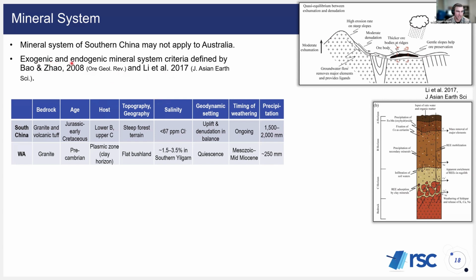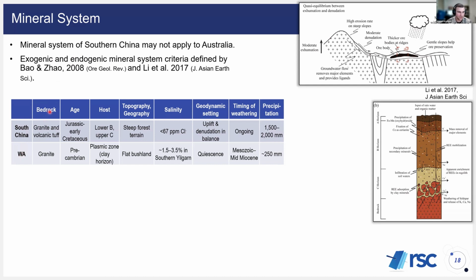So it would be the exogenic and endogenic factors they published. So exogenic would just be all your surface processes, like overall climate or weathering processes, rainfall, and endogenic, that would be more of the geological factors like tectonic forces. And if we compare them here with a case study between South China and I've used the example of the Yilgarn Craton to be a bit more consistent.